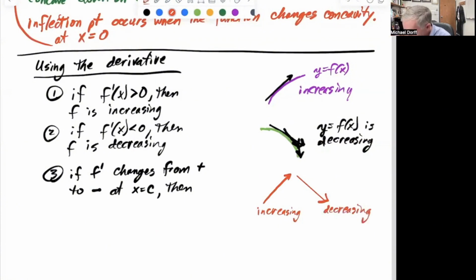So it's increasing here and then decreasing here. What happens at the point in the middle? Well, that has to be a local max, because it's going up and then going down. So if you have that situation where the derivative changes from positive to negative at point c, then f has a local max at x equals c.